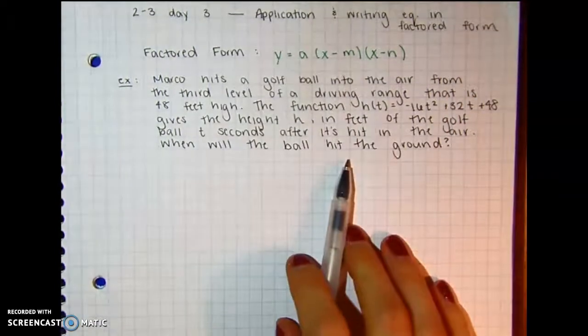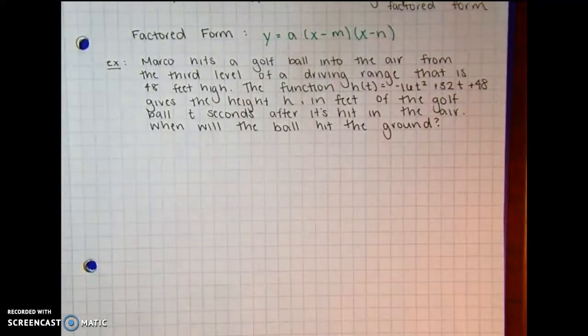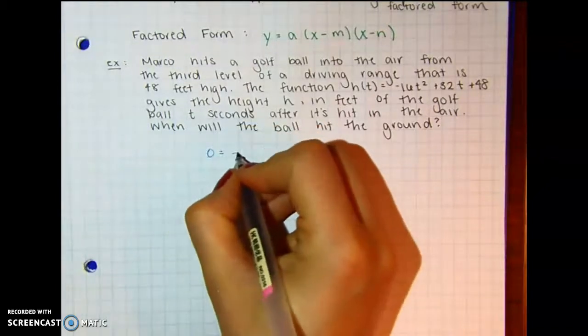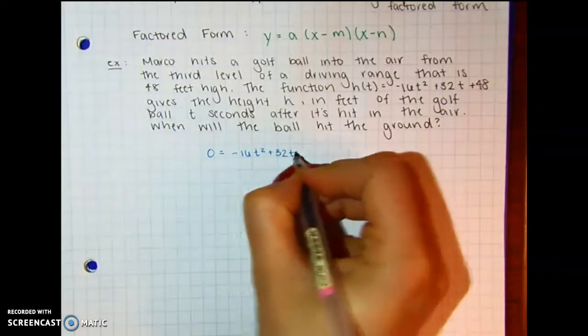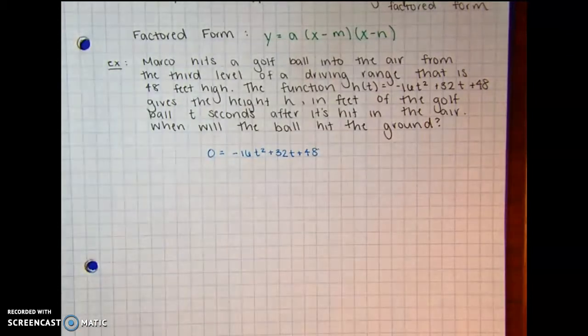Alright, so if we're looking for when the ball will hit the ground, then when we think about a quadratic, we're looking for the x-intercepts. So what we need to do in this situation is solve for the x-intercepts, and if it's a quadratic, then we can do that by factoring. So first thing we need to do is set our equation equal to 0. And now we're just going to focus on factoring.